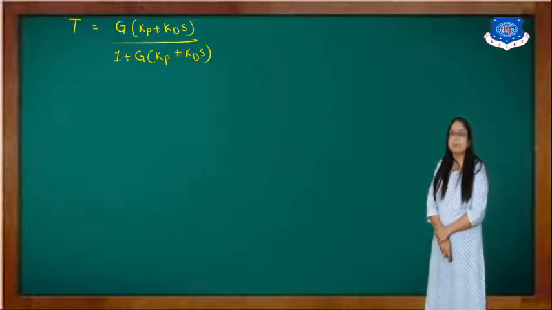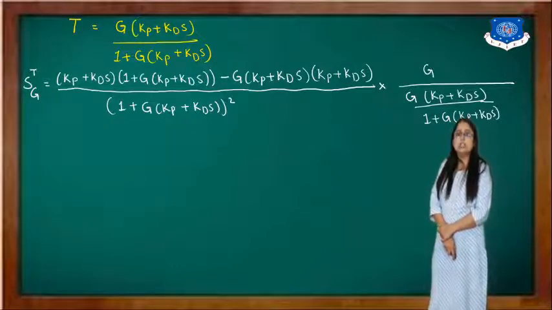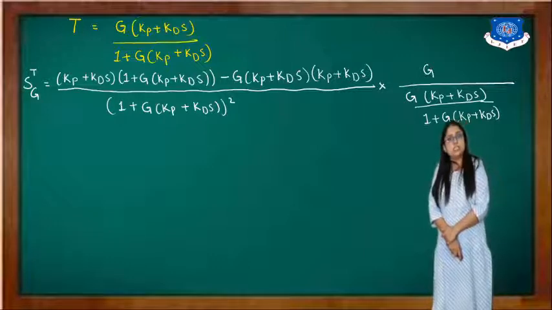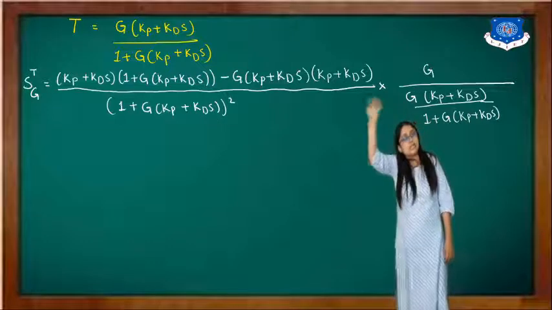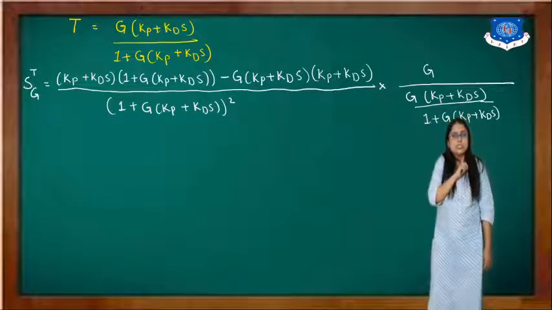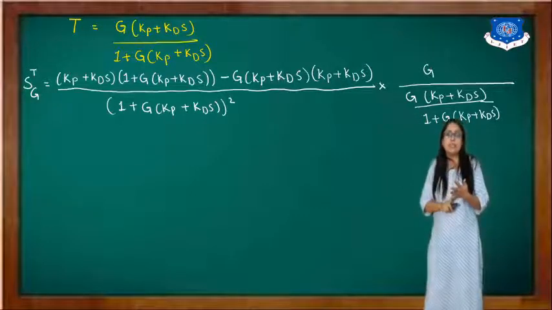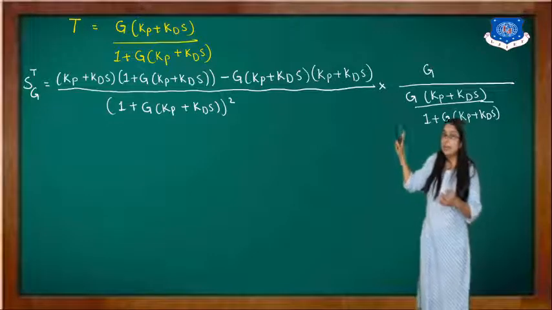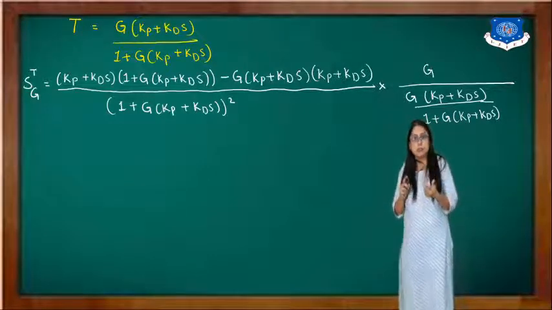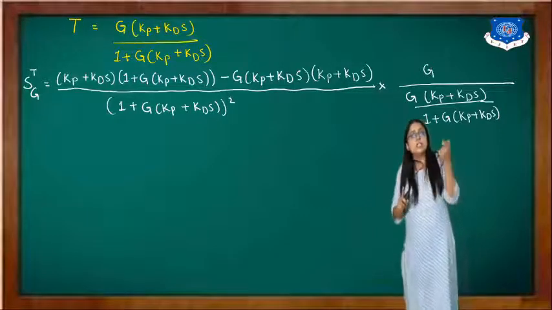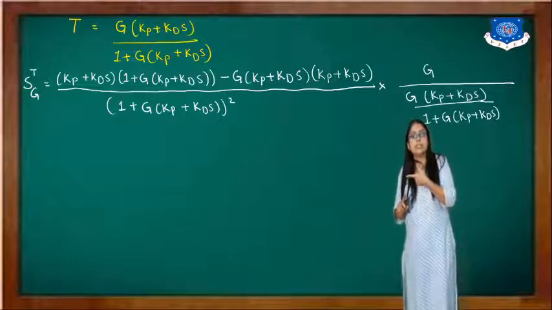Now this is my transfer function, and I have to substitute that value, because it is del T by del G multiplied by G by T. So del T by del G: I have to find the differentiation of that transfer function with respect to G. First, differentiation of G is 1, so Kp plus Kds as it is. Then you multiply that with 1 plus G times Kp plus Kds, that is the denominator, minus the numerator as it is. My numerator is G into Kp plus Kds.